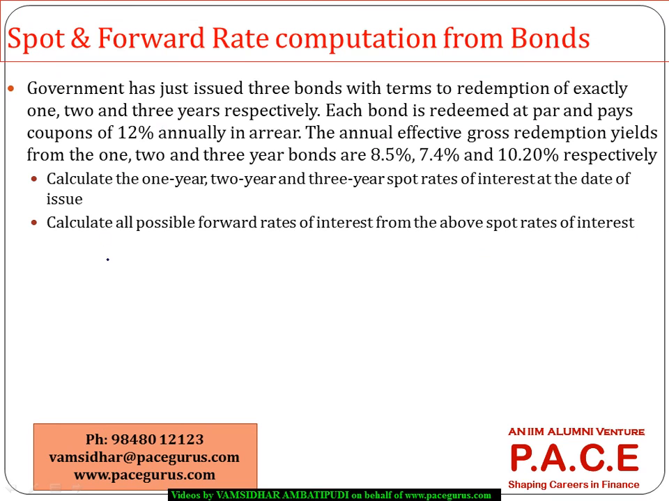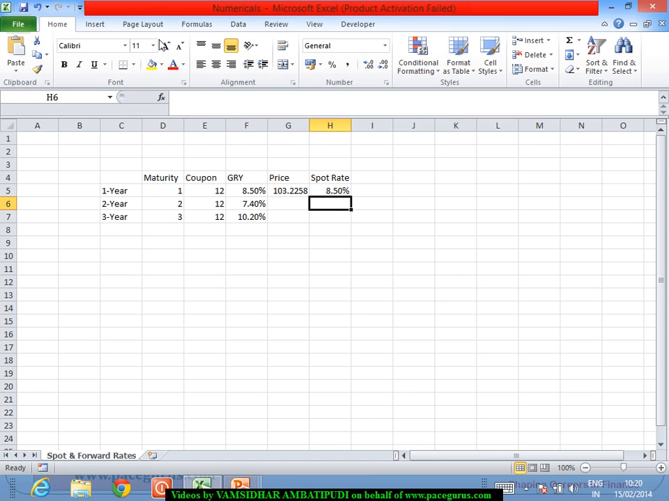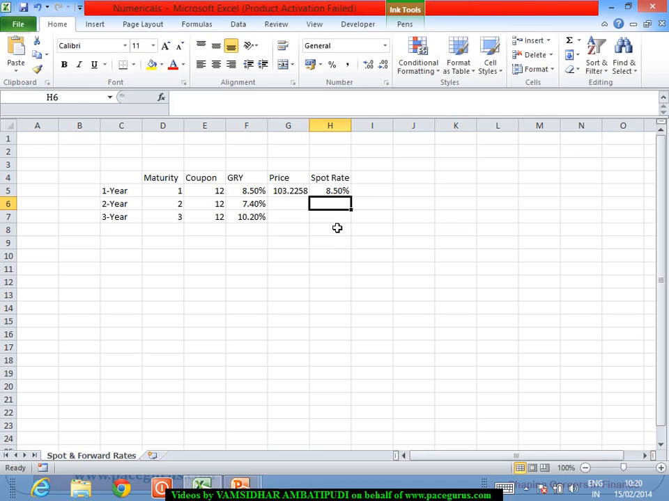If there is only one cash flow altogether, especially for that 1-year bond, all the 12 coupon plus 100 face value are paid at one point, the end of 1 year. So there is no second cash flow. So in a case where there is only one cash flow, what we see is the spot rate will be equal to the gross redemption yield. That is what we are seeing in this case.